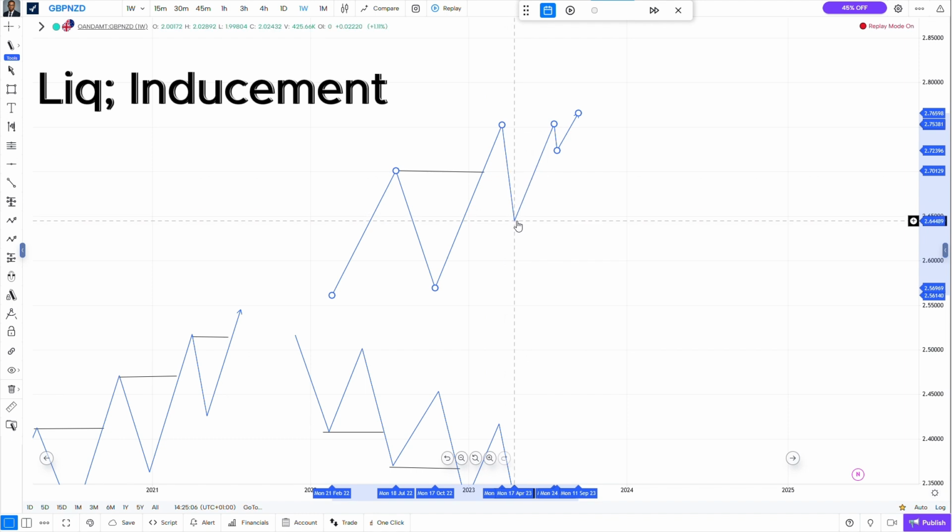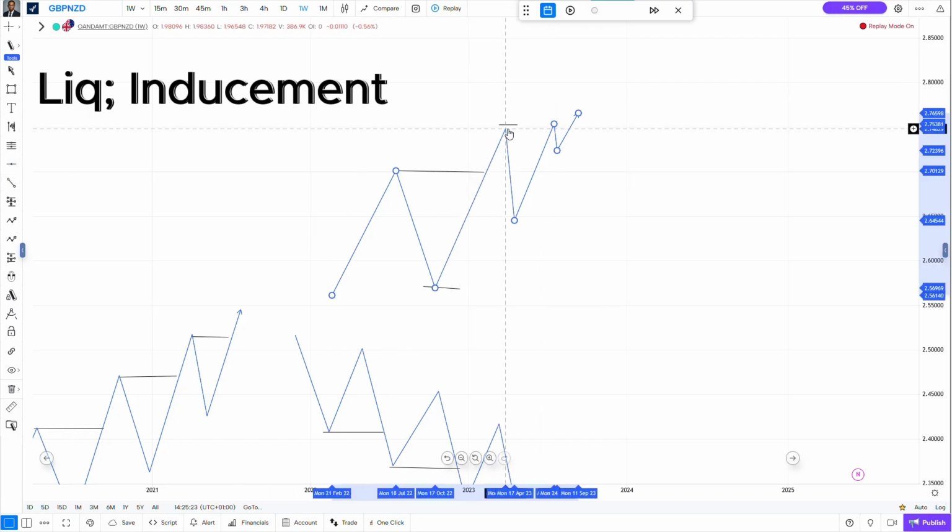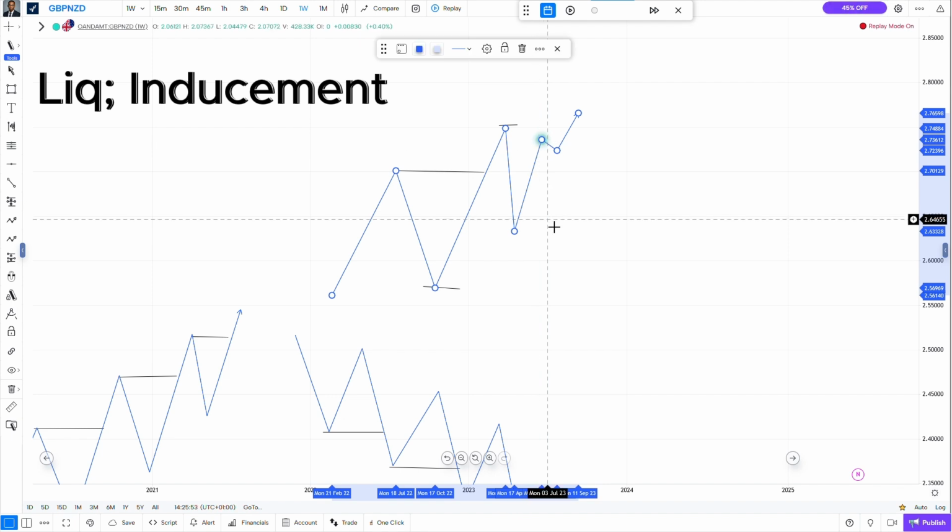Now this first pullback must at least be about 50% of the range. What that means is that from this low to this newly created high right here, the pullback must be at least 50% of that range. Sometimes the pullback might end up breaking structure again, sometimes it might not, but in any of the cases, the first pullback remains my inducement.